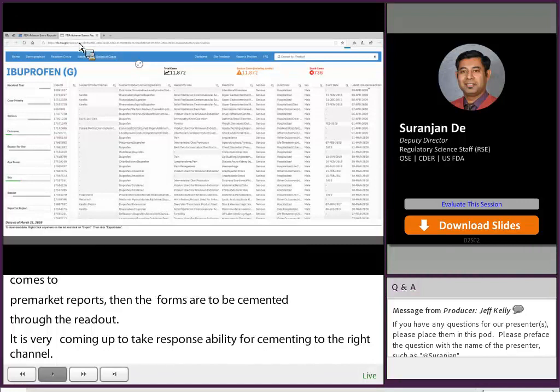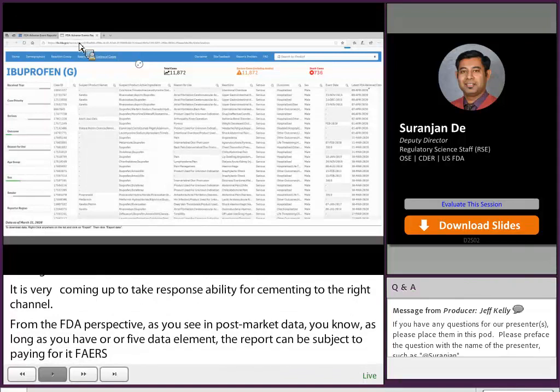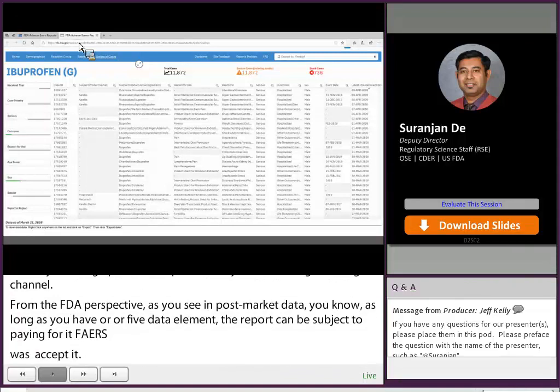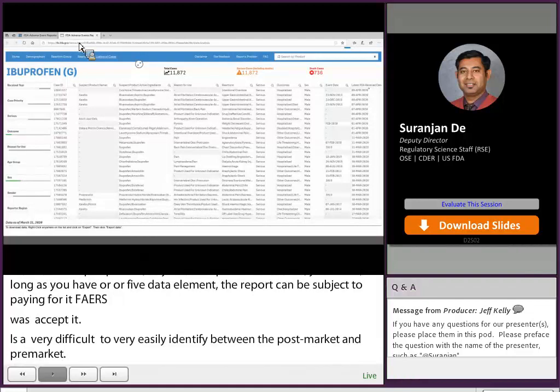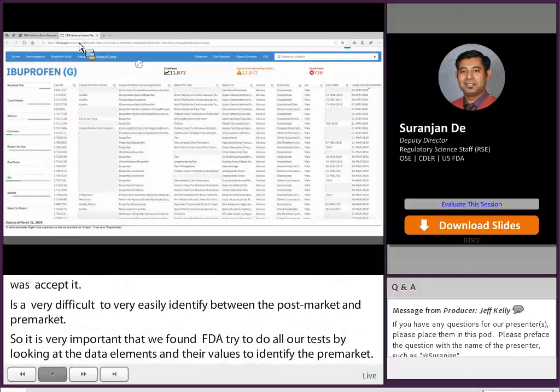So many a times we do see that not every data element is reported. As a result, it's very difficult to easily identify between the post-market and pre-market. So it's very important that we from FDA try to do our best by looking at the data elements and their values to identify if it's a pre-market report. And if it's a pre-market, we have caught close to 3,000-4,000 reports, or almost 5,000 reports, in the last about 8-10 years that were accidentally submitted to the post-market route.